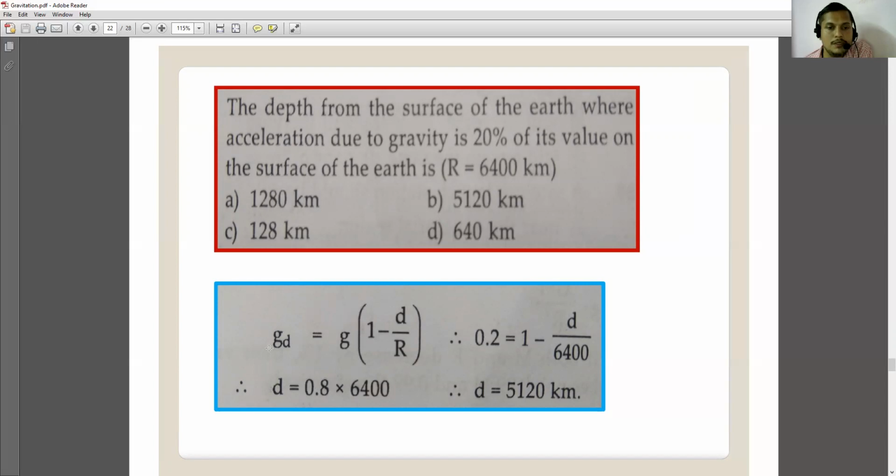त्याच्यासाठी रिलेशन आपण बघितले, दॅट इज g_d is equal to g into 1 minus d upon R. So here after simplification we can get the value as 5120 kilometer, because this g_d is nothing but the 20% of the original g. So if g is 1, then g_d is 0.2. 1 minus d upon R is given to us. So if we simplify and calculate this, we can get the value as d is equal to 5120 kilometer. So 5,120 kilometer is the option B, which is correct one.